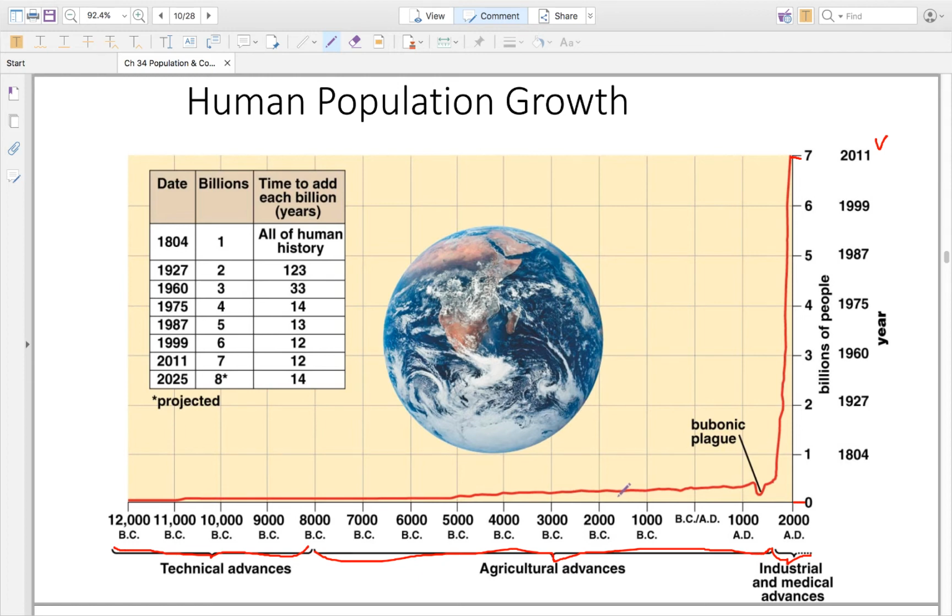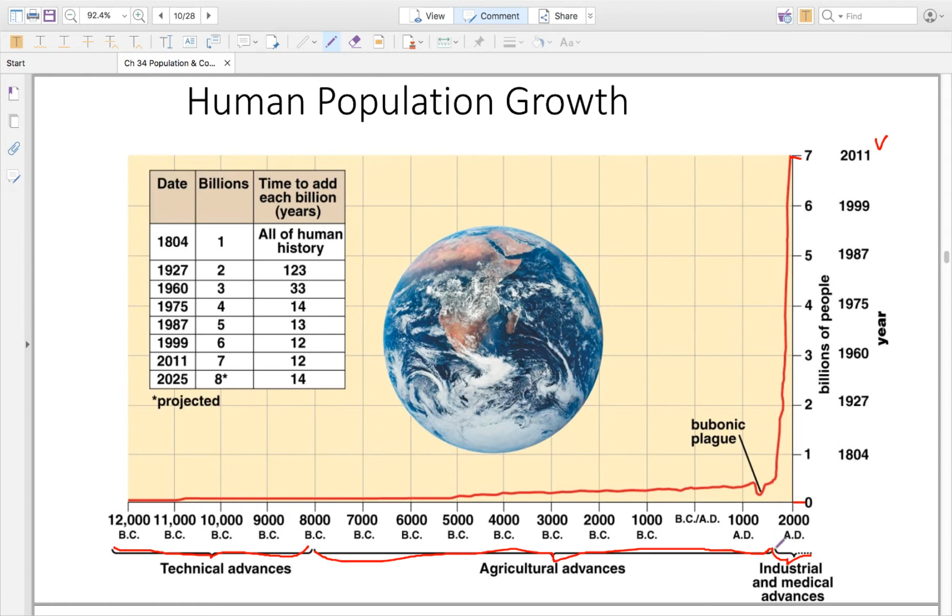Then it goes on, and you see it increasing, and then there's this big dip. I mean, this wiped out. This is the bubonic plague. It literally is on the charts because it was so significant. It wiped out like half the population on the planet.